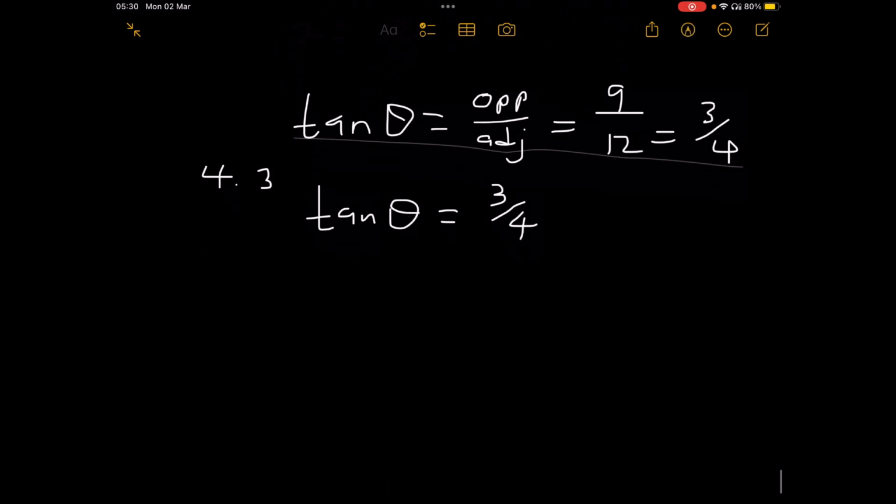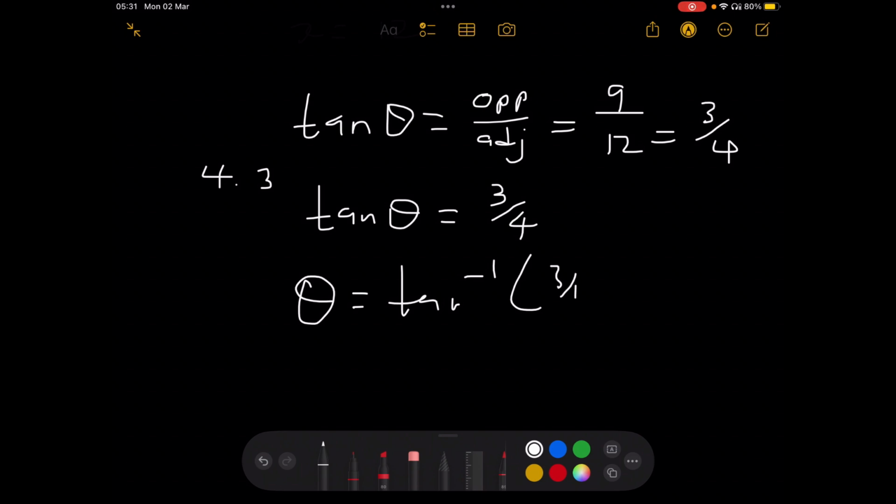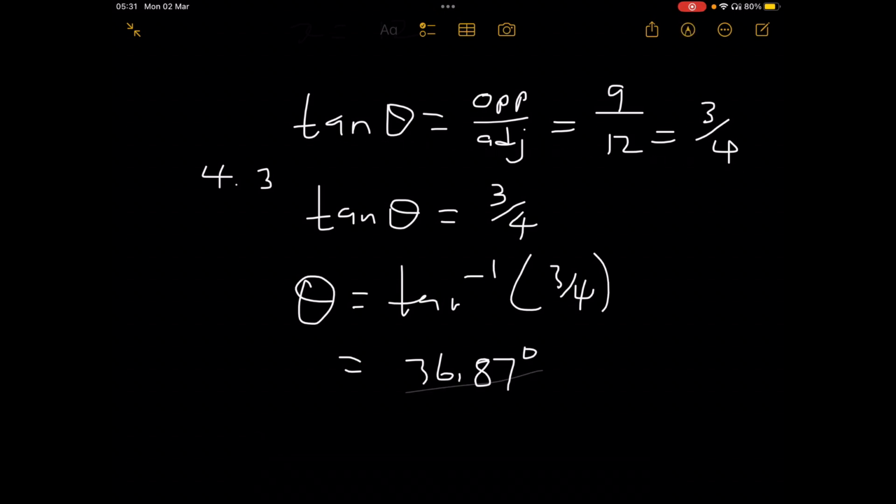And then theta is equal to arctan of 3 over 4, which is giving us 36.87 degrees. And that is our last question.